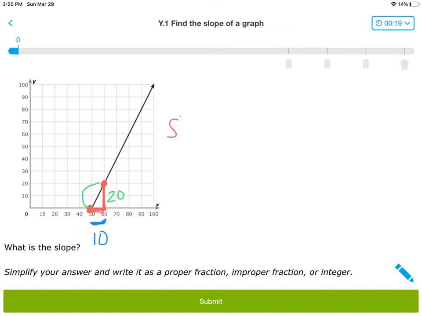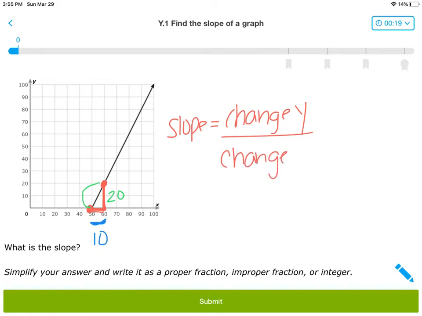So remember, the slope, you write it as your change in y over your change in x. My change in the y direction is the green one, the up and down, which was 20. And my change in the x direction was the side to side one, which was 10. So I could type this in my calculator and just do 20 divided by 10, or you can just look at it and know that that's going to equal a slope of 2.